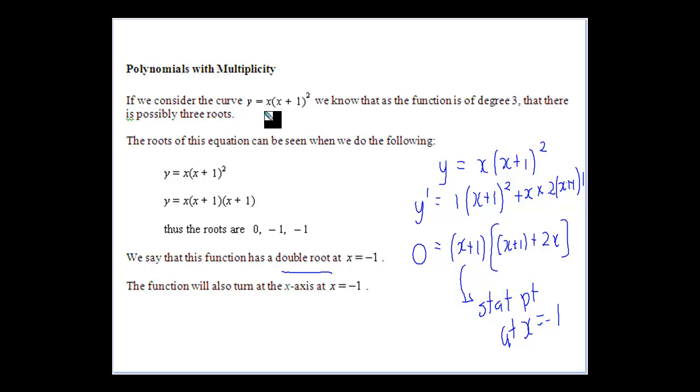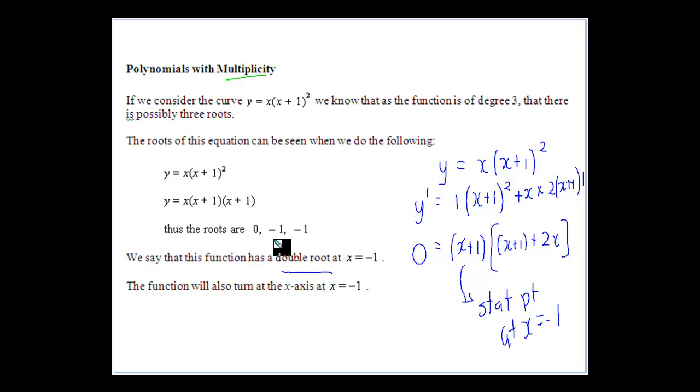We want to look at now special graphs, and these are ones where we have some multiplicity. So let's examine this one, x times (x plus 1) to the power of 2. We know this function is degree 3 because you've got x times the x squared when we expand it out. So we possibly have 3 roots. When we look at the roots of this equation, if we write it in either way, we get roots of 0, minus 1, and minus 1.